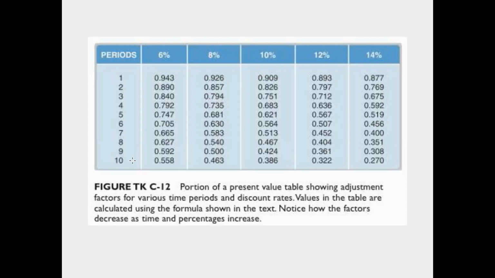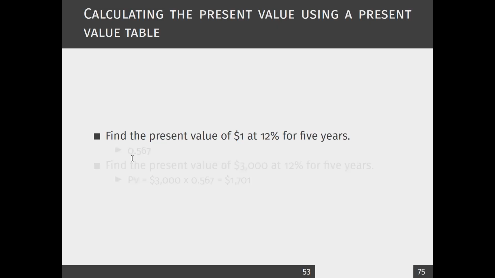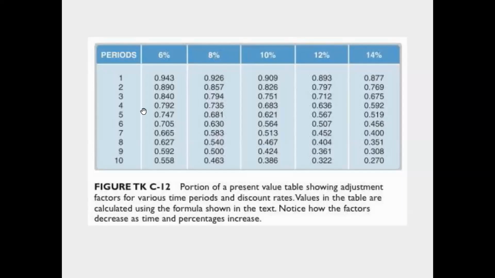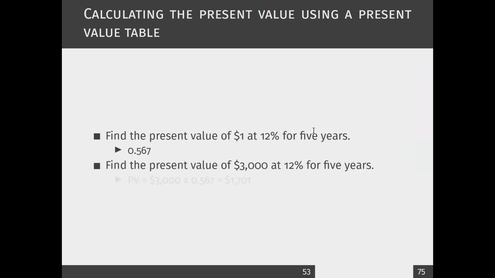That's how we talk about net present values. So let's look at the same example we discussed earlier. Find the present value of $1 at 12% for 5 years. 12% for 5 years, 0.567. Right? And then if you want to find out the present value of $3,000, this is for $1 we have done. So you have to simply multiply by 3,000 and you will get the answer. That is the present value.